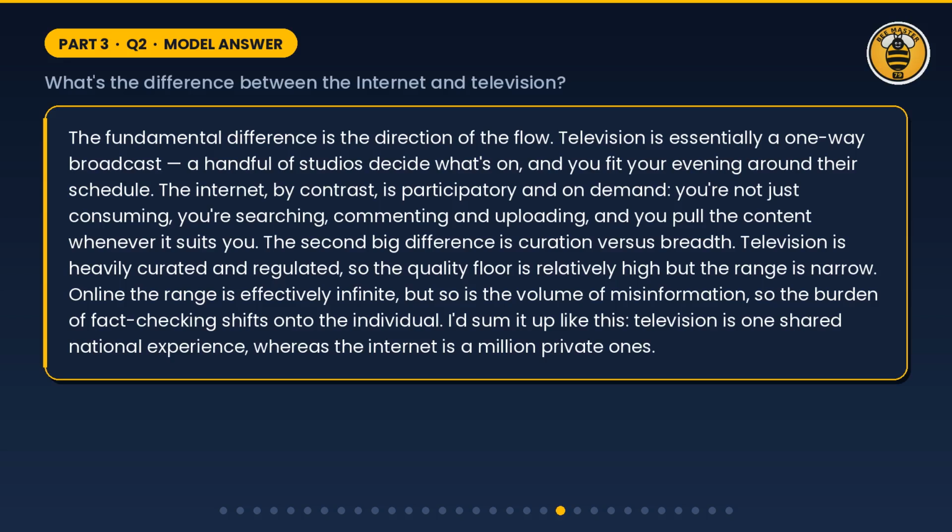The second big difference is curation versus breadth. Television is heavily curated and regulated, so the quality floor is relatively high, but the range is narrow. Online, the range is effectively infinite, but so is the volume of misinformation, so the burden of fact-checking shifts onto the individual. I'd sum it up like this: television is one shared national experience, whereas the internet is a million private ones.